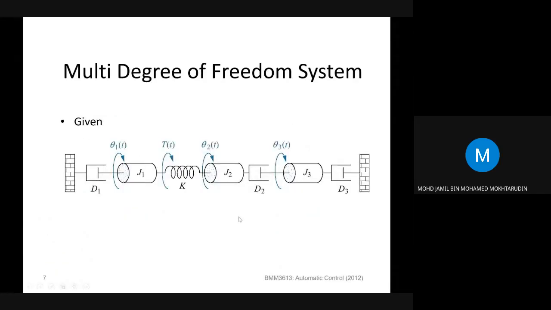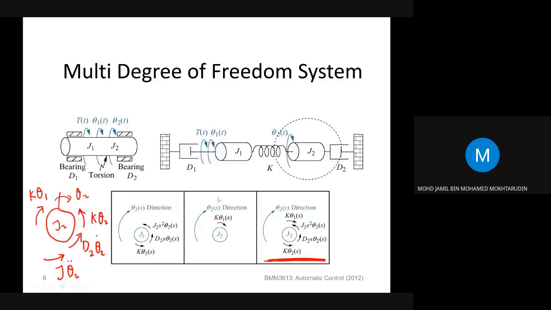Oh, 3 degree of freedom next. Okay, so in this example, it only shows the free body diagram. So when you get the free body diagram, you can write in terms of equation of motion, okay? So for equation of motion, it will be clockwise equals anti-clockwise, okay? But it doesn't show that here.